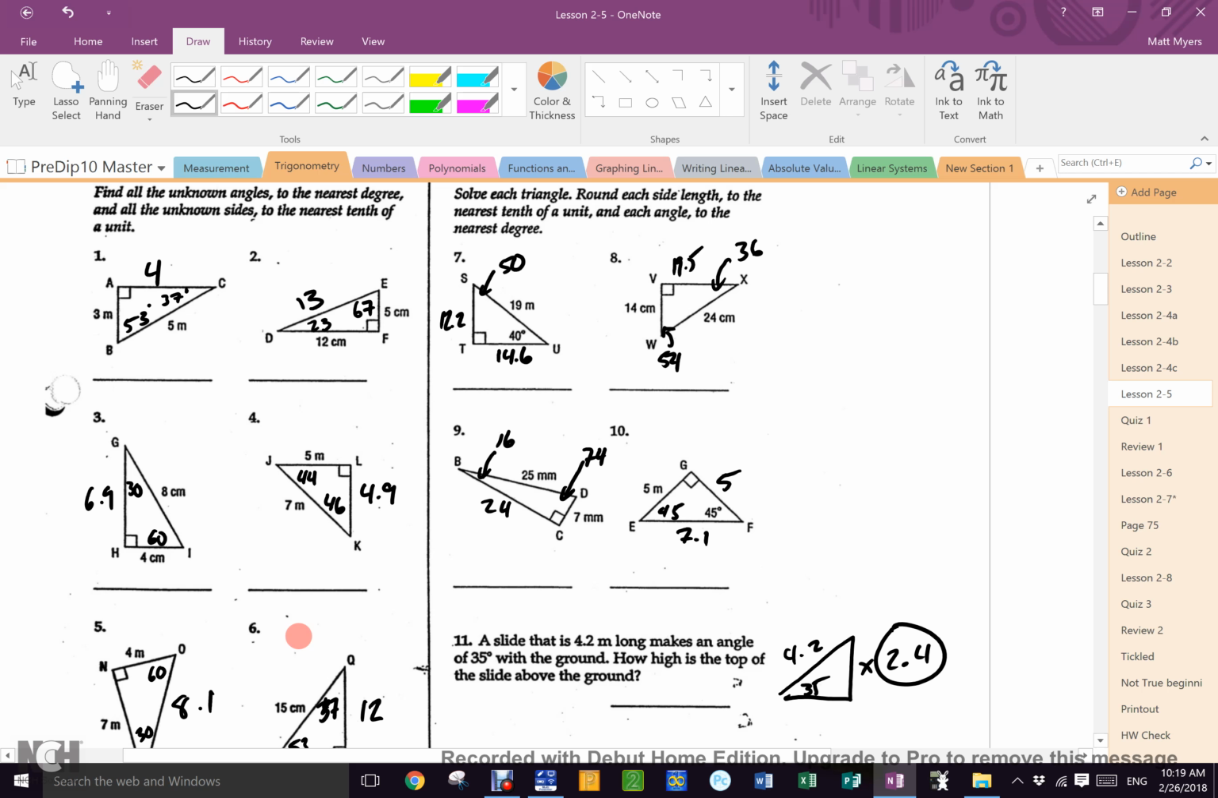Would somebody like to offer their answers to number 1? Because it's not that tough. What is the missing side? 4. Excellent. What are the two angles? 53 and 37. Nice work. Good job. Here are all the answers. Make sure you have those answers. If you don't, ask.